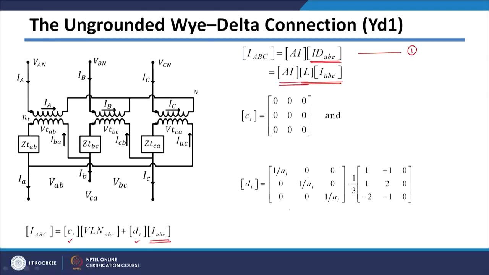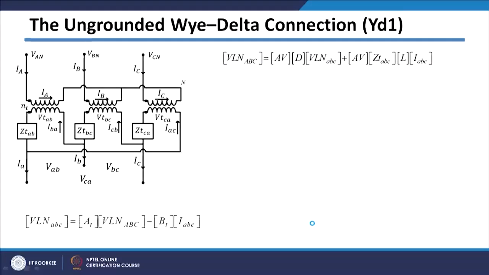So AI we have seen it is diagonal entries 1 by NT, and this is your L matrix. So from this I can take NT common out, so it will be 1 by NT remaining unity matrix multiplied by L matrix. So unity multiplied by L will be just L matrix. So 1 upon NT multiplied by L. So this is your D parameter here.